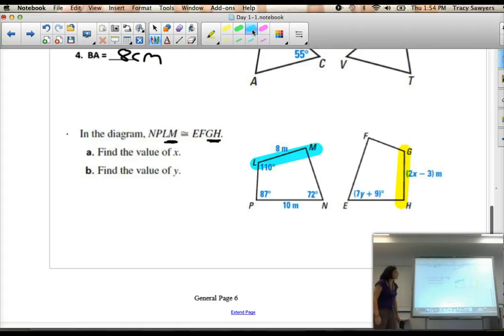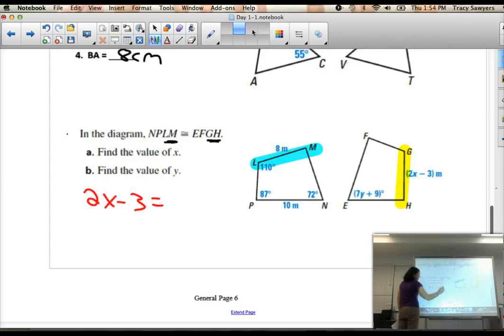Now, I want to solve for x. When we're solving for x, we have to set up an equation. This says that these 2 figures are congruent, which means all the corresponding parts are congruent and their measures are equal. So what is the equation I can set up to solve for x? 2x minus 3 equals 8. What about 10? No, it's a distractor.